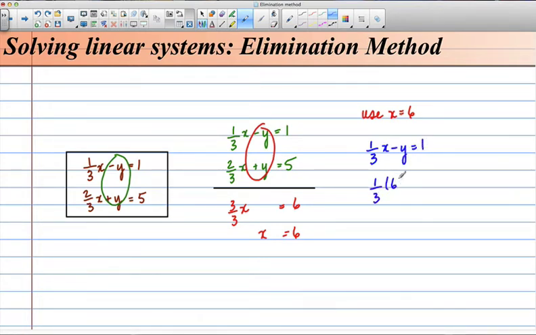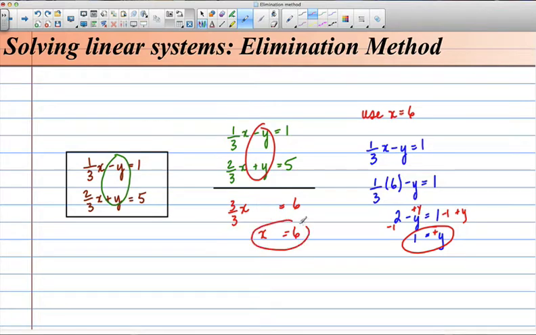1/3 bracket 6 minus y equals 1. 2 minus y equals 1. Add y both sides, we're left with y. Subtract 1 both sides, we're left with 1. So remember, we're subtracting 1 both sides, and we're adding y both sides. That's why the y becomes positive here. So we have y is equal to 1, and x is equal to 6.